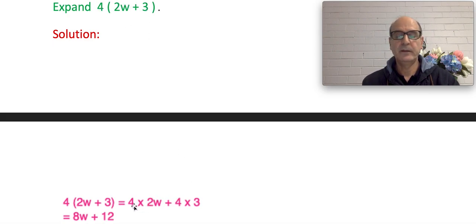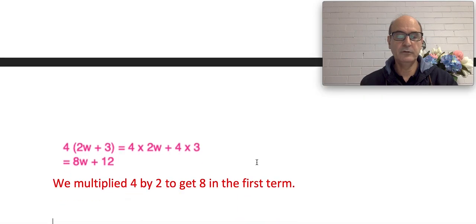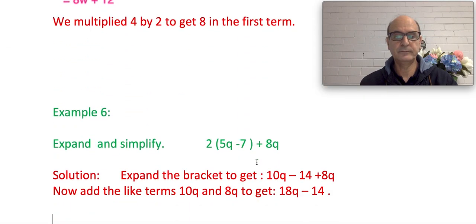Now we know how to times terms together. 4 times 2 becomes 8. So this becomes 8w, then plus 4 times 3 is 12. So 8w plus 12.